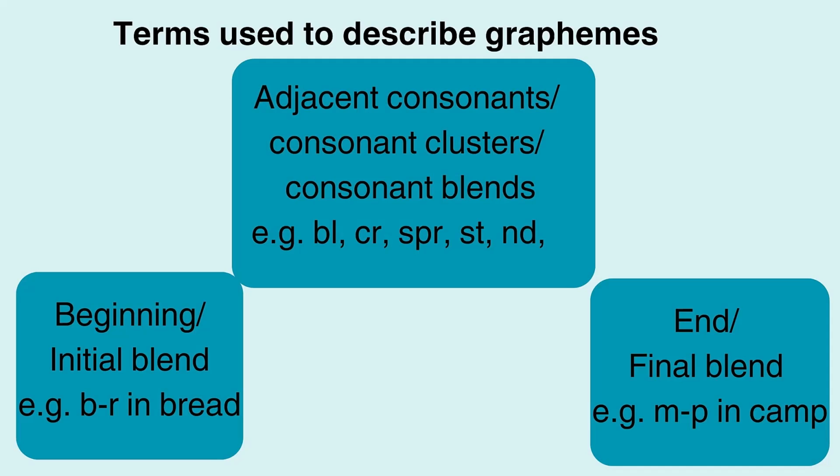For example, BR in bread, SN in snake, or CL in cloud. An end or final blend is when a consonant cluster appears at the end of a word. For example, MP in camp, or CT in fact.